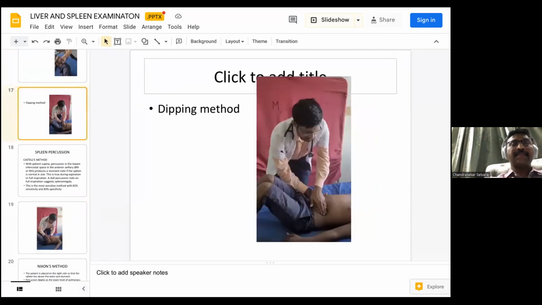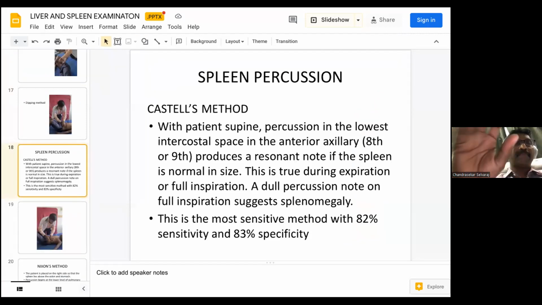There is another method which I already told you, the dipping method. This is similar to the dipping method which we have seen with liver enlargement. So not only palpation, but sometimes splenic percussion also can give us some clue regarding the enlargement of the spleen.